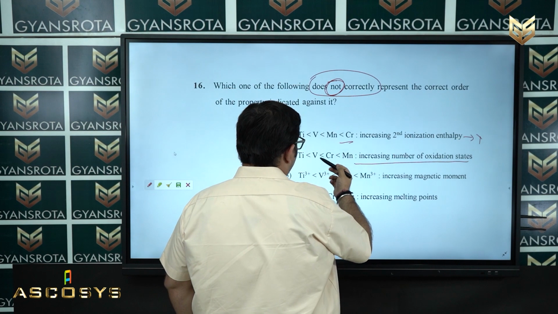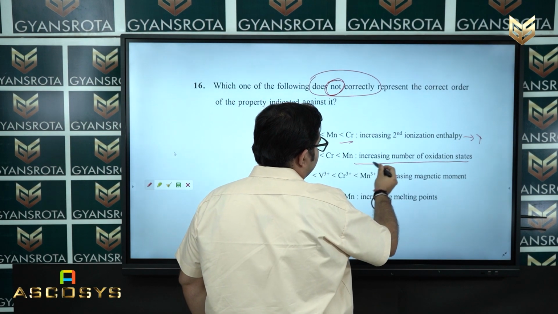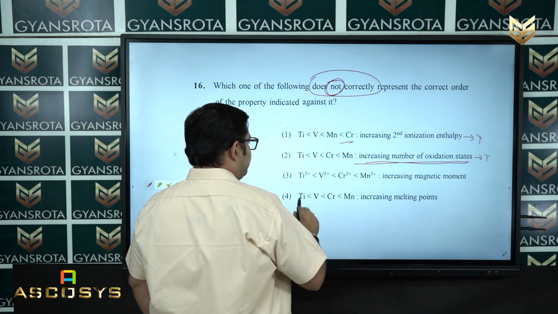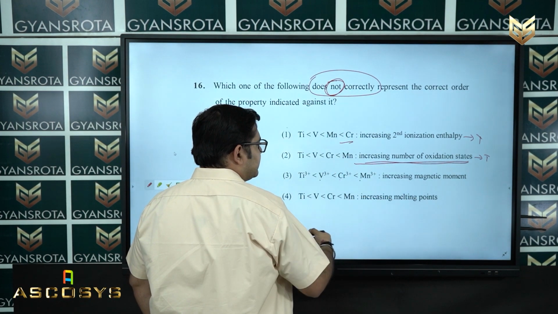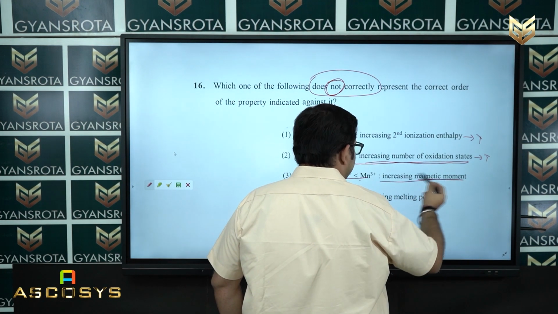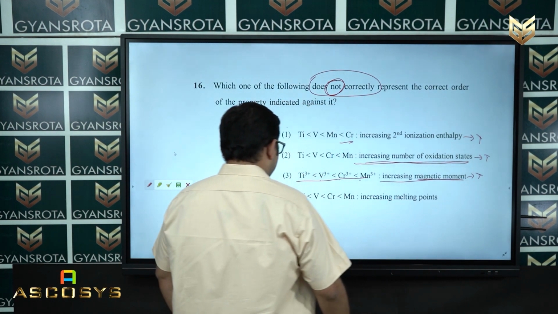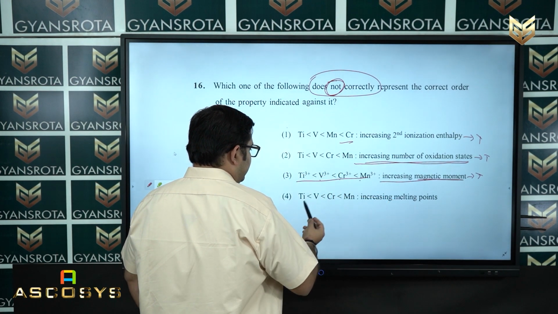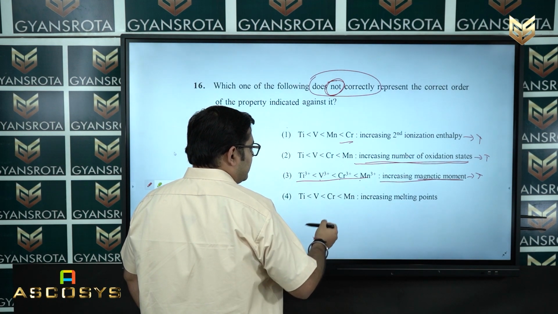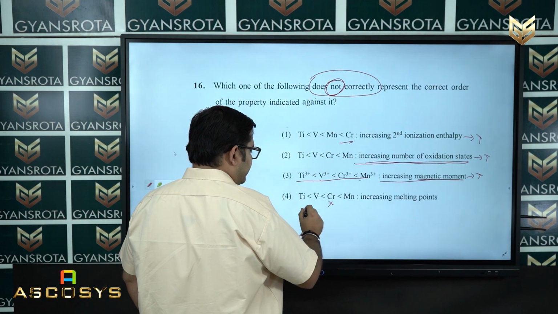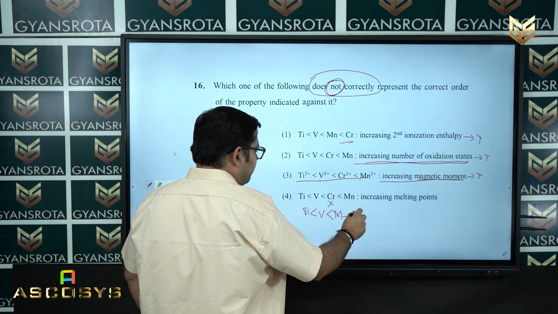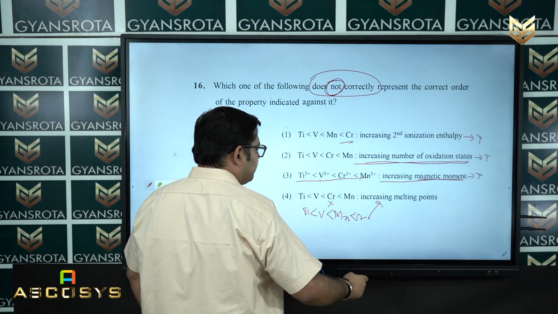So, titanium, vanadium, chromium and manganese are given in increasing number of oxidation states, this is also a true statement. Now, titanium, vanadium, chromium and manganese are given in increasing order of magnetic moment, and this order is also true. Now, for the fourth option, titanium, vanadium, chromium and manganese are given as increasing melting points. Here it will not be true, because titanium, vanadium, then manganese, then chromium will give you the increasing melting point order.